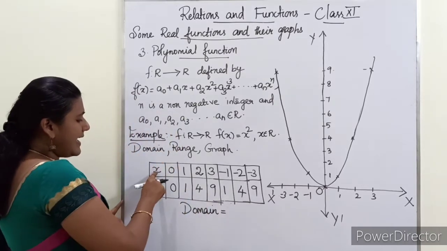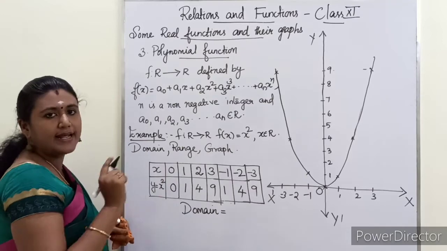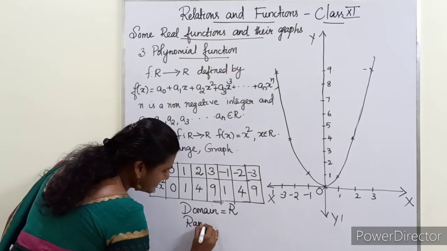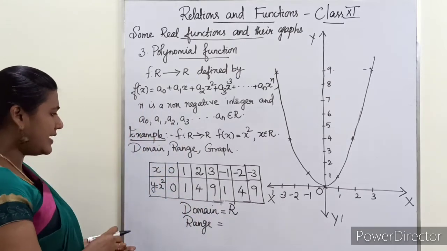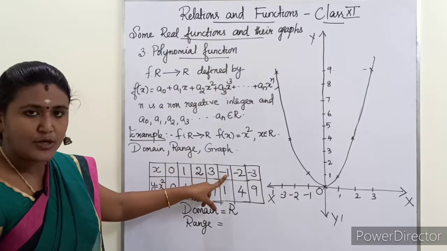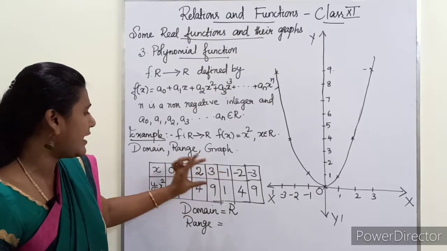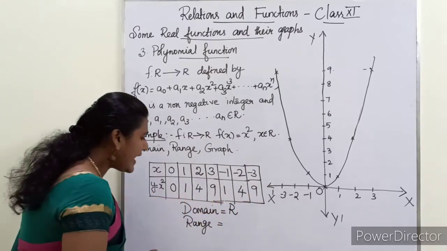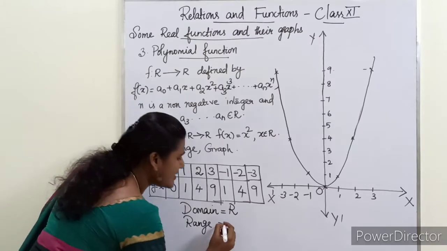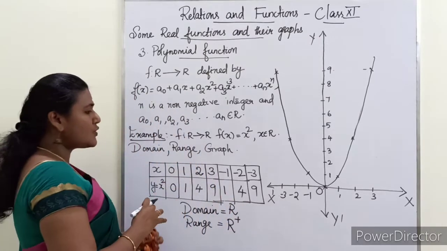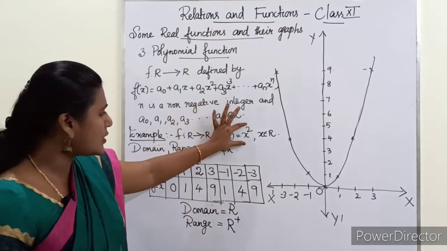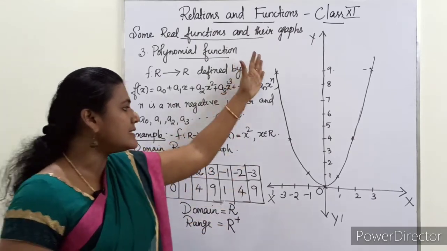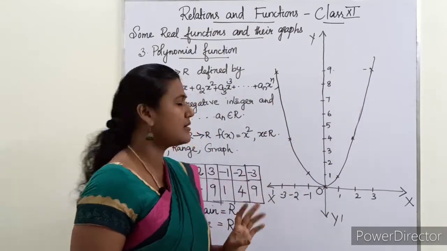Here if you see, x can take all the values, all real numbers. So domain is R only. What about range? Even if x takes a negative value, in all cases the y values we are getting are positive only. So range will be R plus. So for this function f of x is equal to x square, domain will be R and the range will be R plus, and this is the graph of the function.